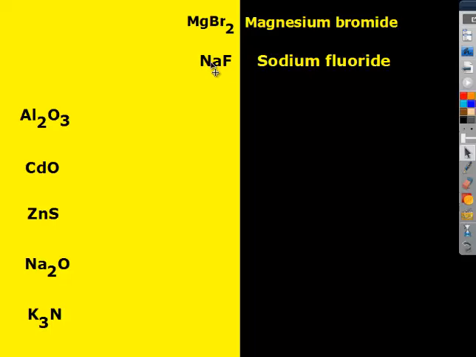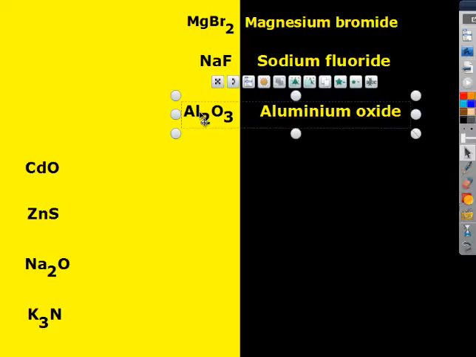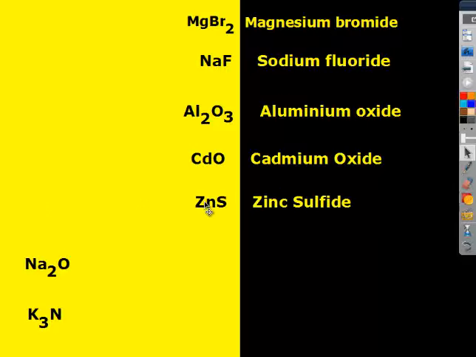Al2O3, you have Al, which is aluminum, and O, which is oxygen. If you change the ending of oxygen, you will get aluminum oxide. CdO, Cd stands for cadmium. That's number 48 on the periodic table. Cadmium. So you change the ending of oxygen, you have cadmium oxide. ZnS. Again, you have zinc and sulfur. Change sulfur and it'll be zinc sulfide.